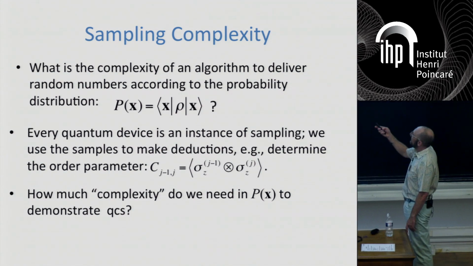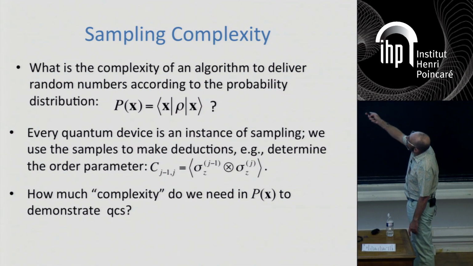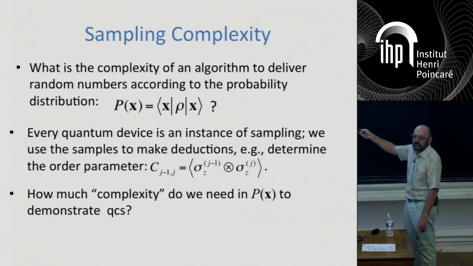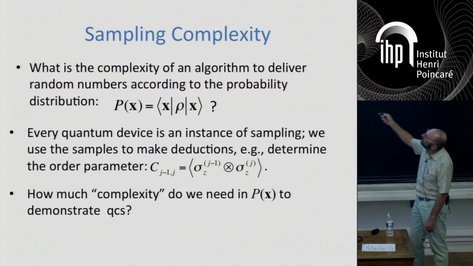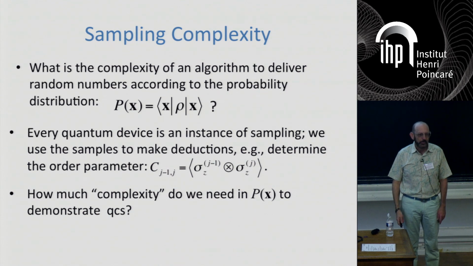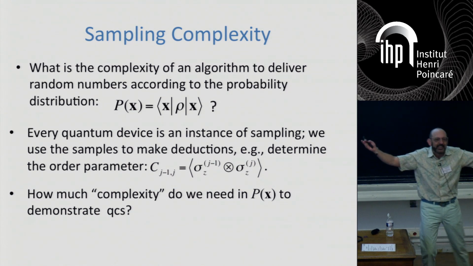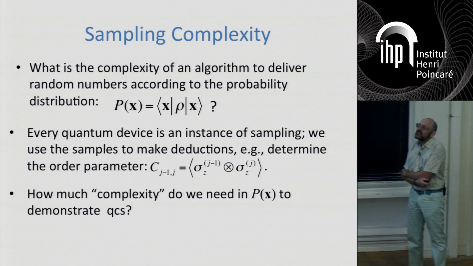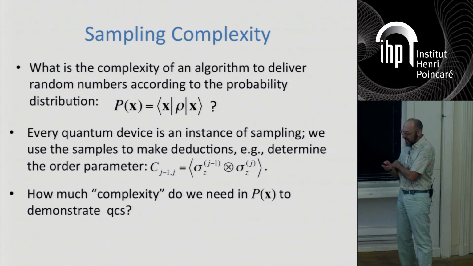How much complexity do we need in any probability distribution to demonstrate QCS? I mean, just because we measure an order parameter doesn't mean it was hard to calculate that order parameter, even though it might live in an exponentially large Hilbert space.